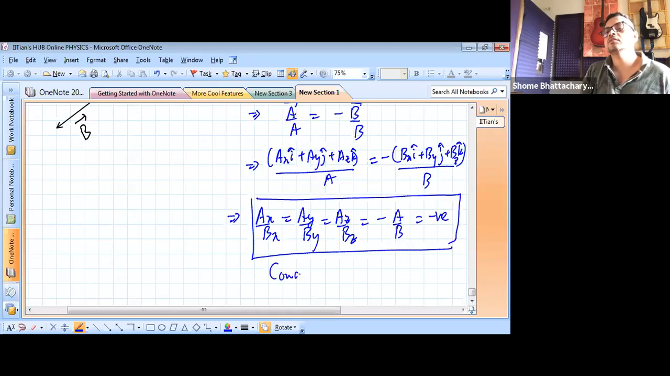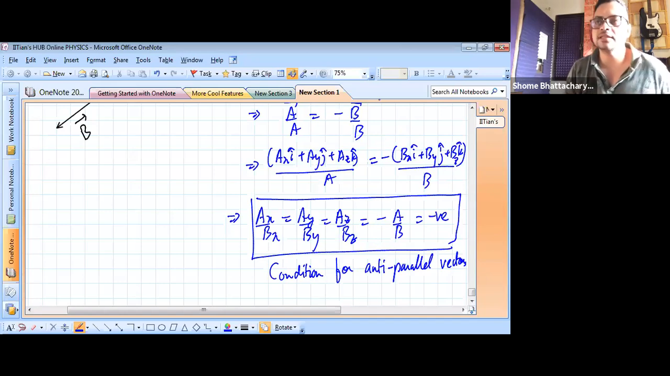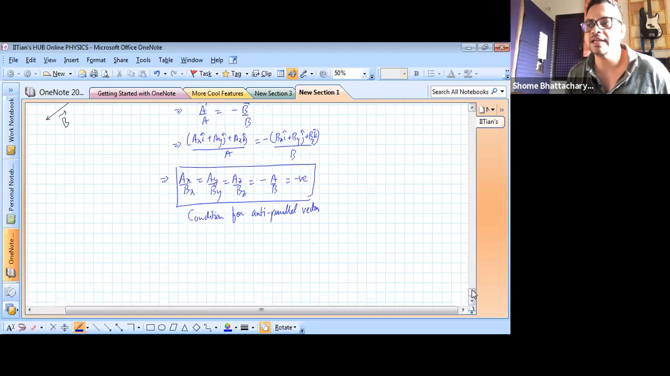This is the condition for anti-parallel or exactly opposite vectors. Whereas if this ratio is positive, then that is the condition for parallel vectors. Okay, so this is parallel versus anti-parallel.